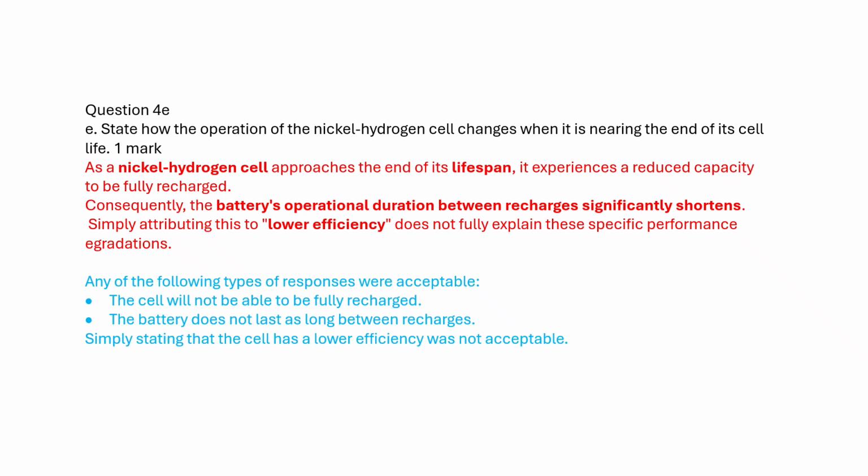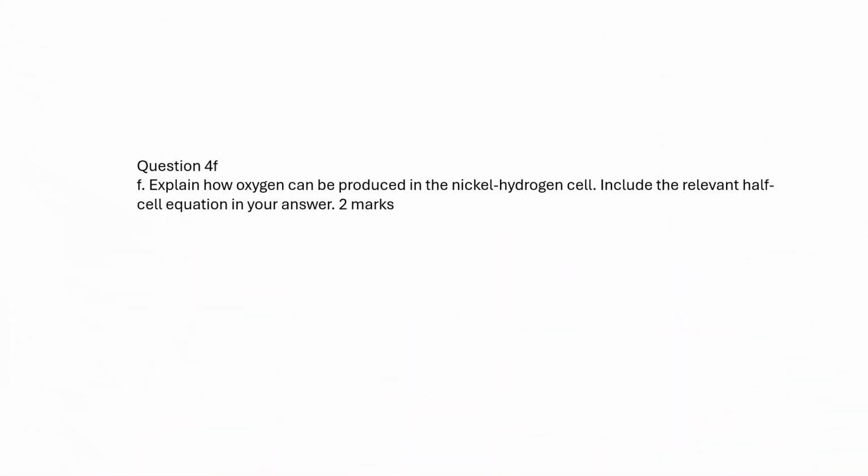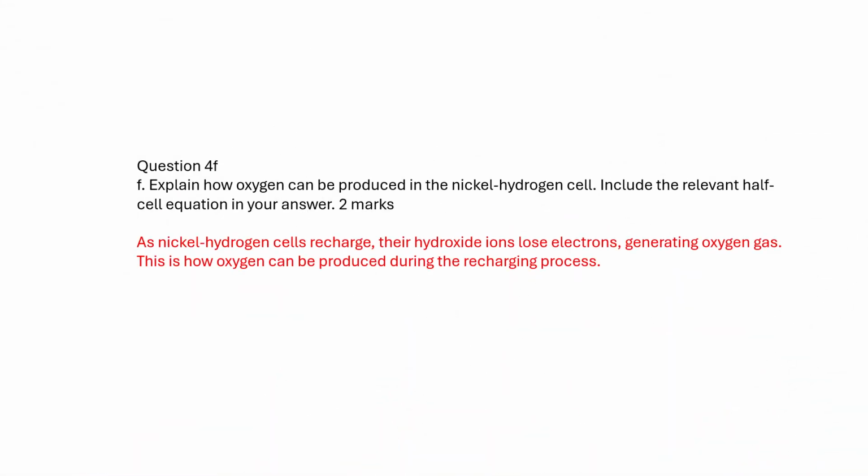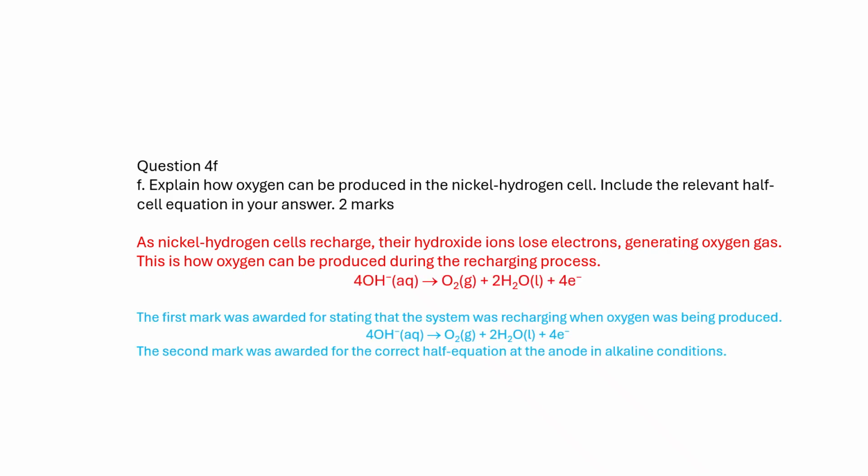As nickel-hydrogen cells recharge, their hydroxide ions lose electrons, generating oxygen gas. This is how oxygen can be produced during the recharging process.